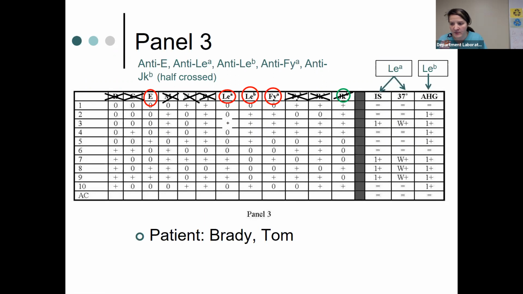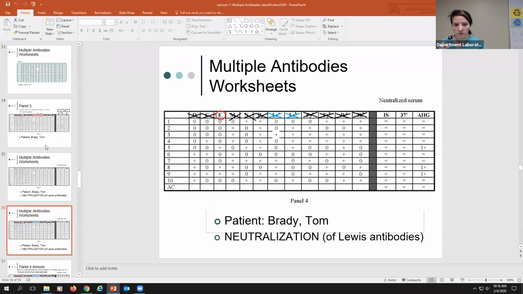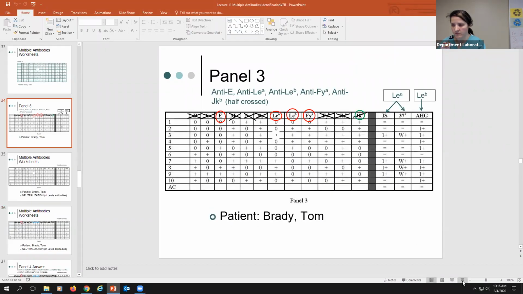So Sarah asked, what about JKB and panel cell 2? It was only half crossed off. After neutralization, though, we were able to completely rule it out. If JKB had been there, we would have seen reactions after neutralization. It's ruled out because it doesn't get affected by neutralization.